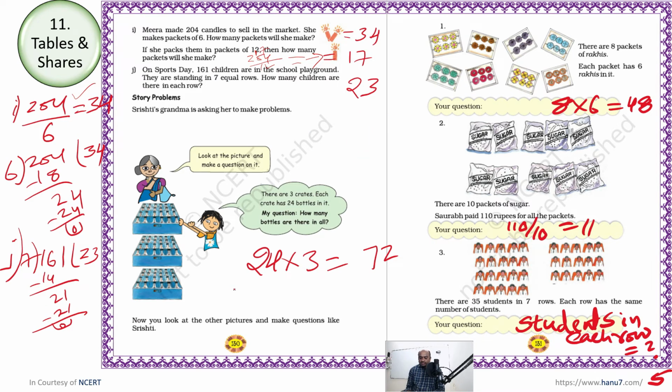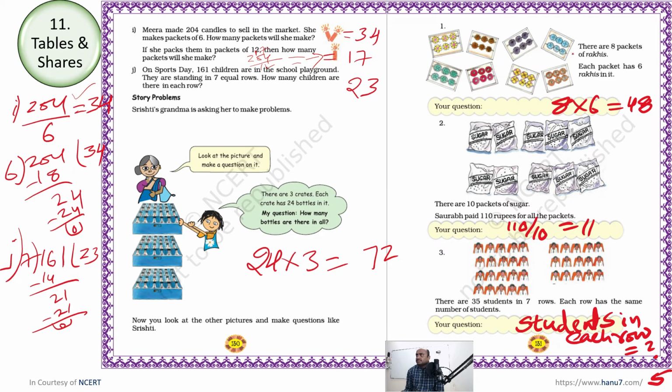Now story problems. These are the next simple problems. Srishti's grandmother is asking her to make problems. Look at the picture and make a question on it. There are 3 crates. Each crate has 24 bottles in it. My question is, how many bottles are there in all? So there are 3 crates, so 24 into 3 is equal to 72. Now you look at the other pictures and make questions like Srishti.